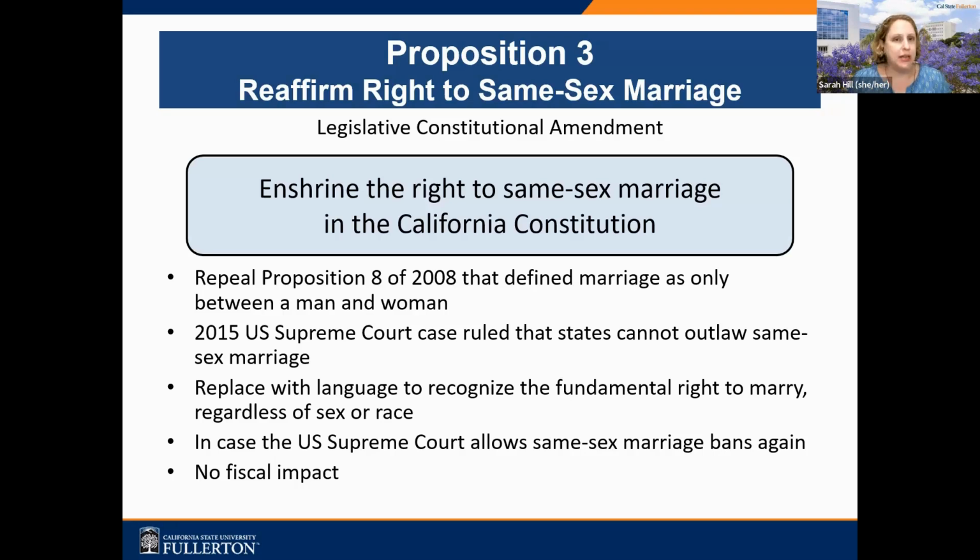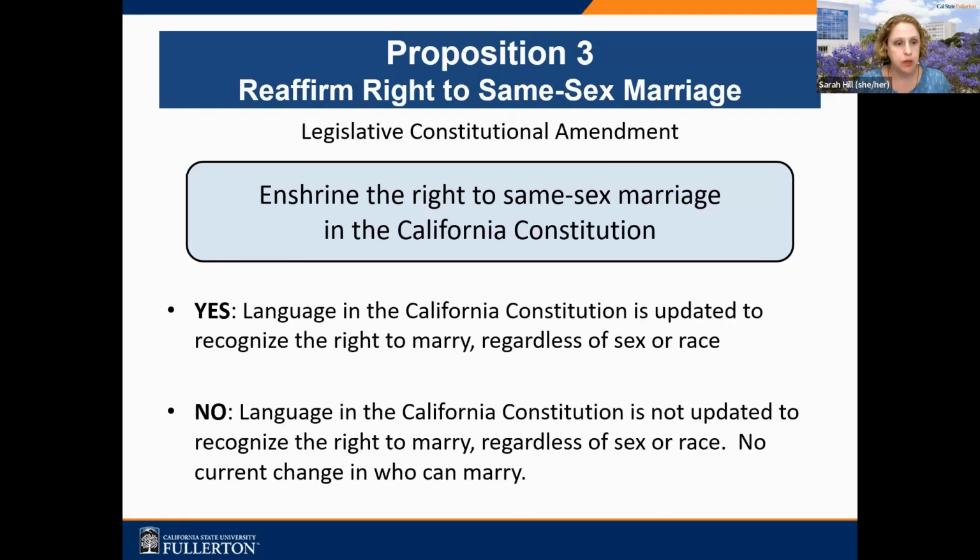So this won't have any fiscal impact. It's not changing any actions in California right now. The idea is, should the Supreme Court ever overturn precedent on same-sex marriage, California will be clear that same-sex marriage is legal in the state, along with marriage being a fundamental right regardless of sex or race. So that's what this would do and why it's coming up now. So this would enshrine the right to same-sex marriage in the California Constitution.